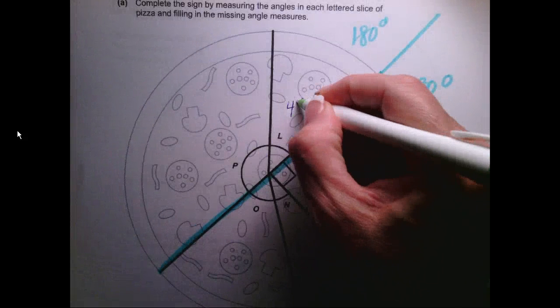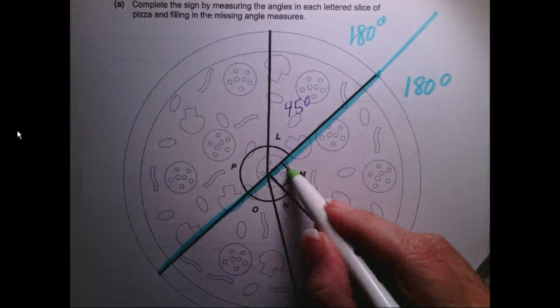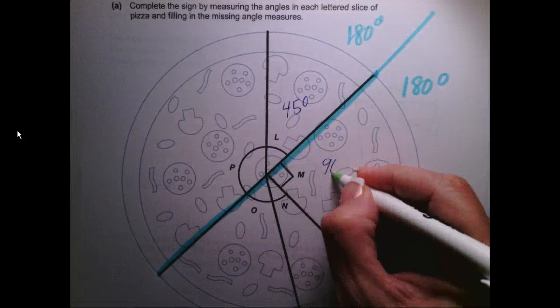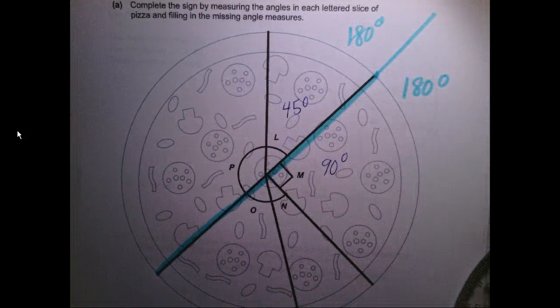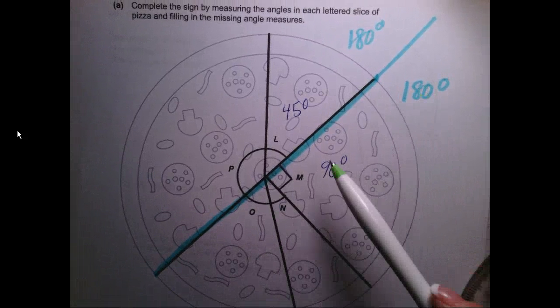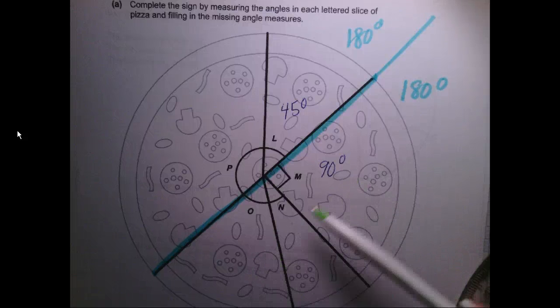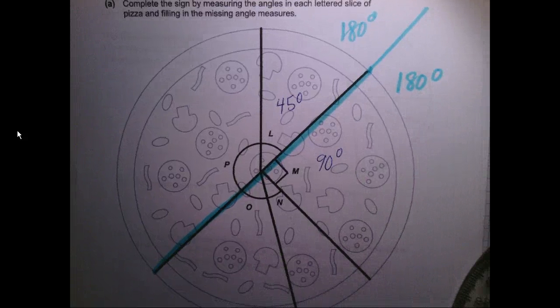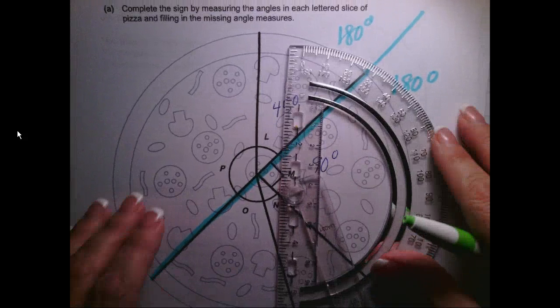So I'm going to write 45 degrees. I also know that this is a right angle, so this piece is going to be 90 degrees. Now, when I try to come up with the missing angles here, I know that all three of these on this side are going to need to add up to 180, or otherwise my measurements are off.